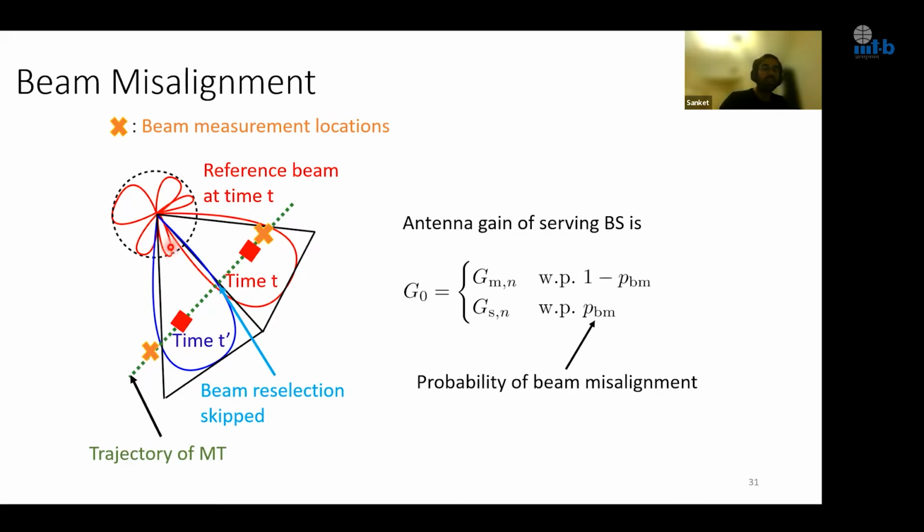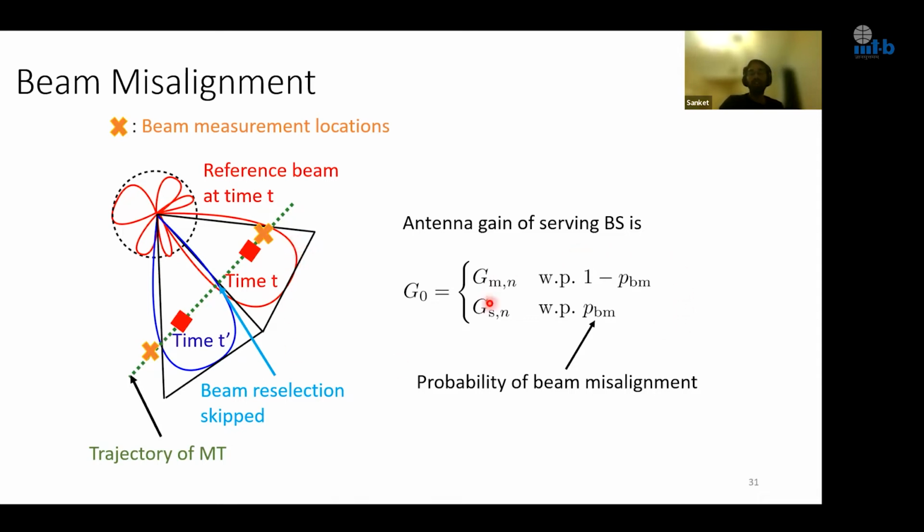Now, obviously the side lobe gain is smaller than the main lobe gain, which reduces the signal quality to the user due to this beam misalignment. Now, we can characterize this beam misalignment statistically, because this is quite a random scenario depending on the direction of the user, in which direction the user is moving and so on.